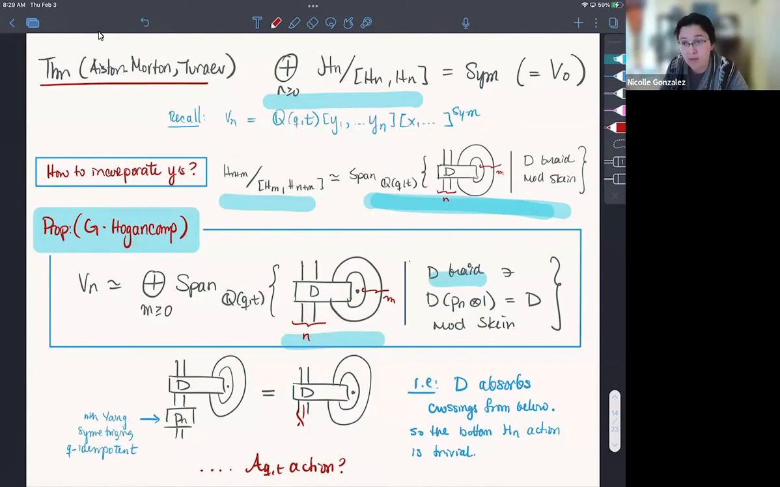Yeah, I don't know, any questions about this, about the actual construction? Is everybody totally lost, or is it very easy?